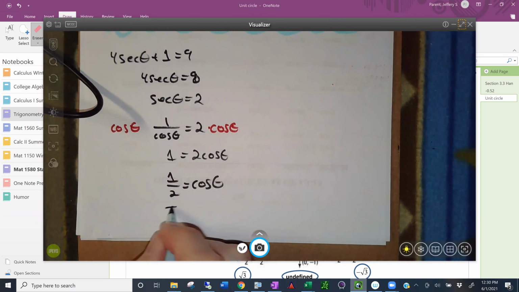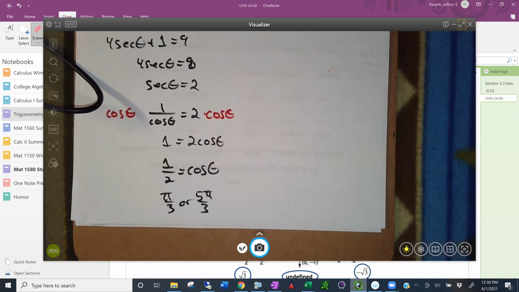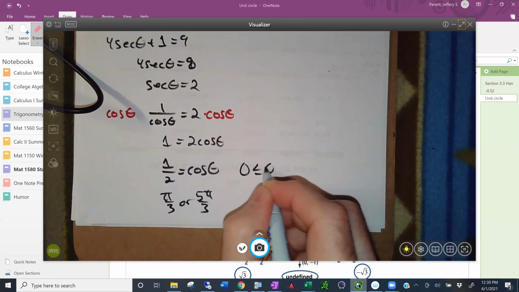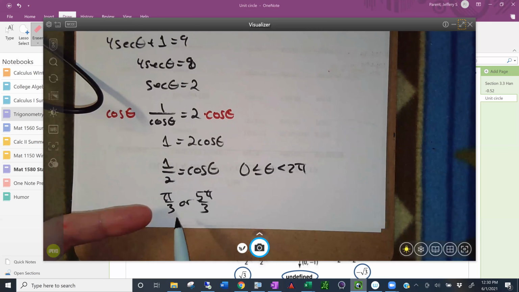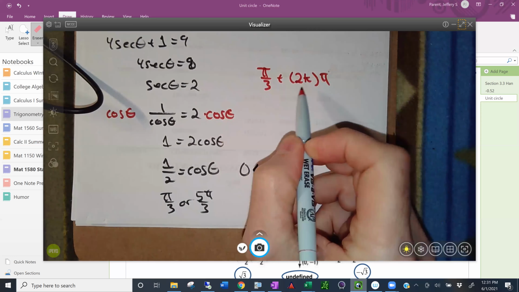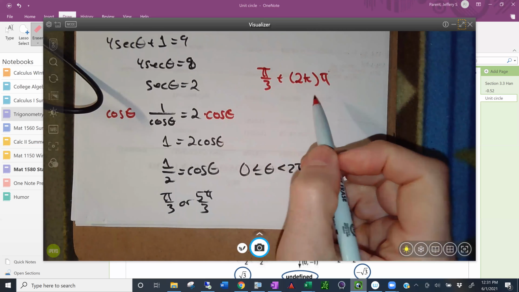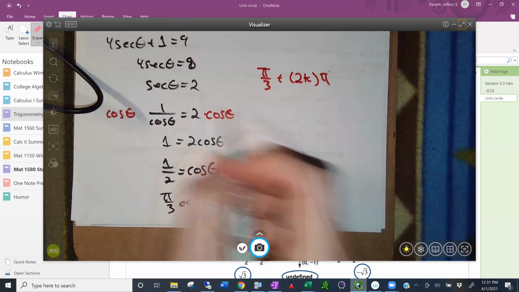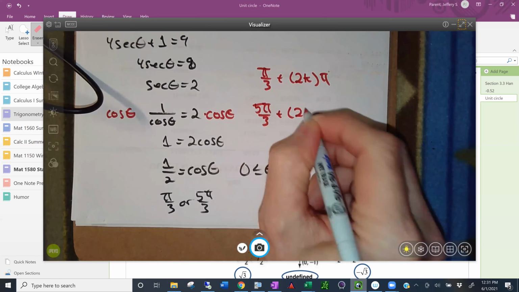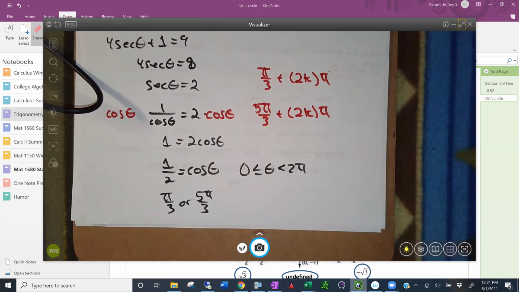So pi over 3 or 5 pi over 3. Now we're fortunate that we're just asked for those 2 because we're looking in the interval 0 to 2 pi. But if you're asked for everything, then you could expand that and give everything this way. You could say pi over 3 plus 2k times pi, that is multiples of 2 pi, because if you add a multiple of 2 pi, you're really going to get back to the same spot. And 5 pi over 3 plus 2k pi.